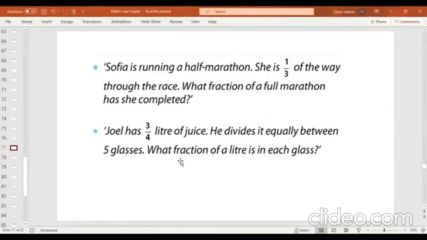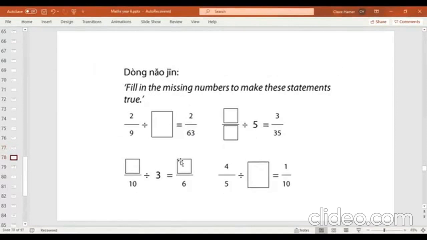I think we've got one final part. Fill in the missing numbers to make these statements true. Ooh, okay, right. So on the first one it says 2/9 divided by something equals 2/63. Right, okay, I'm thinking this has got to be a whole number because we've only been dividing by whole numbers.